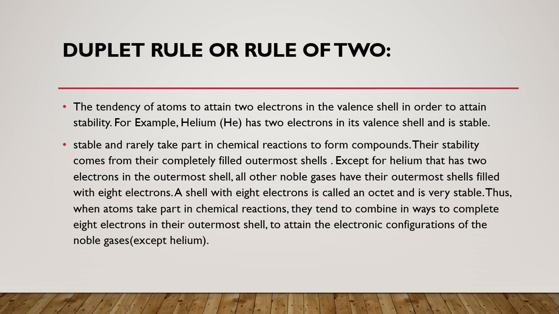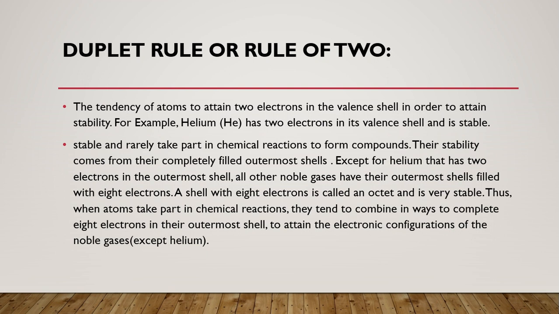Duplet rule or rule of 2. The tendency of atoms to attain 2 electrons in valence shell in order to attain stability. For example, helium has 2 electrons in its valence shell and is stable. Clear? Stable and rarely take part in chemical reactions to form compounds. This is about noble gases, okay? That noble gases are stable and rarely take part in chemical reactions to form compounds.